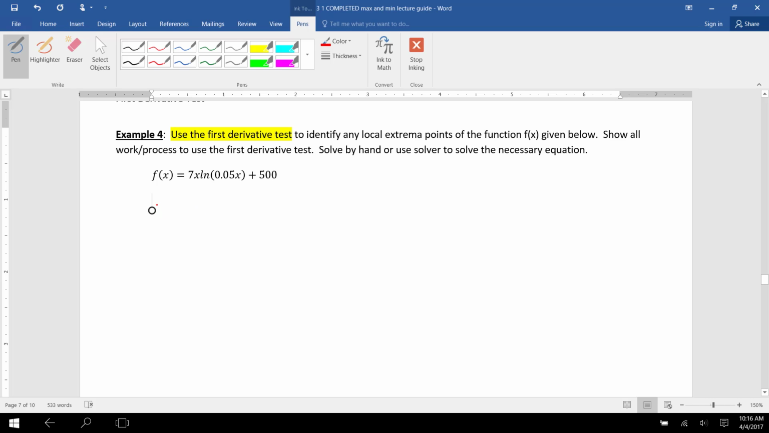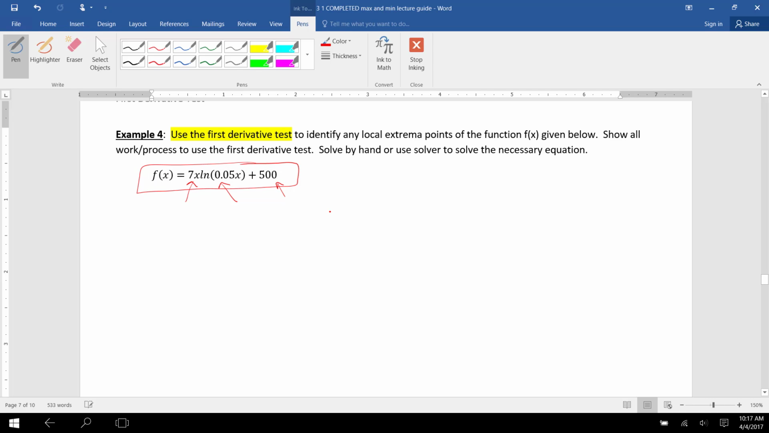In this problem, we've been given the function f of x and asked to find the local max and local min points. Notice that this time our f of x function is not just a simple third-degree polynomial. This time we have one linear function, 7x, times another log function, ln of 0.05x, and then we're adding to that constant, 500.